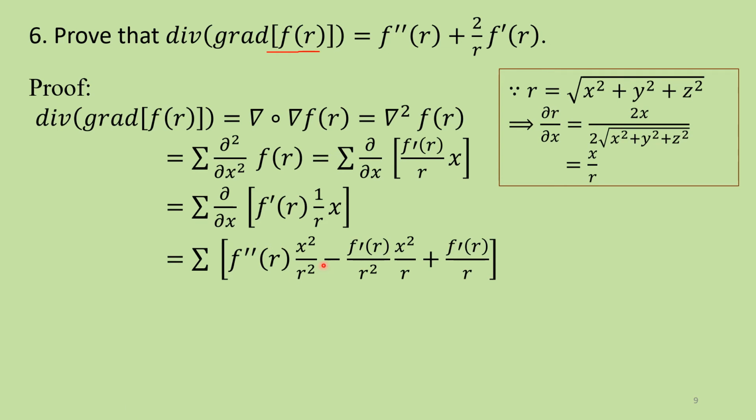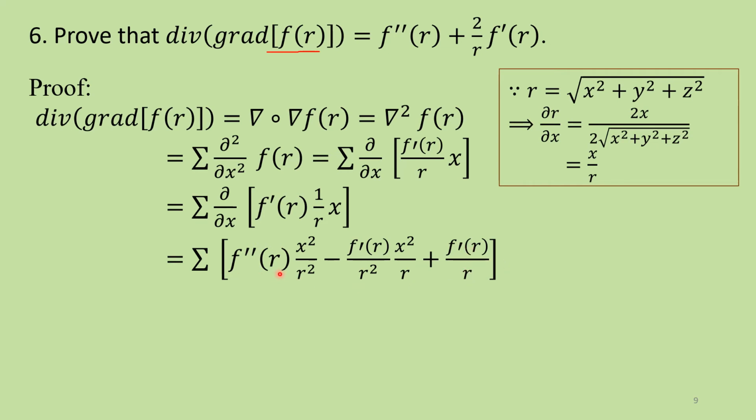Now I have to do that work for the remaining 2, dou square by dou y square of f of r plus dou square by dou z square of f of r, which I can do by replacing x, y, z in cyclic order. So for dou square by dou y square of f of r, we'll have 3 terms once again. The first term will be f double dash of r y square by r square. The second term is minus f dash of r by r cube into y square. Third term is plus f dash of r by r. Similar, it happens for dou square by dou z square of f of r. So that means f dash of r by r repeatedly appears 3 times, which I can write as 3 times f dash of r by r.